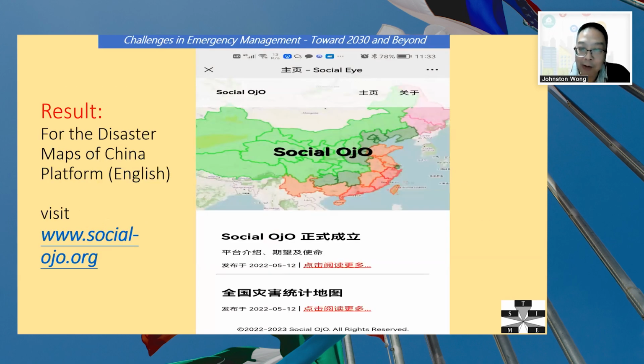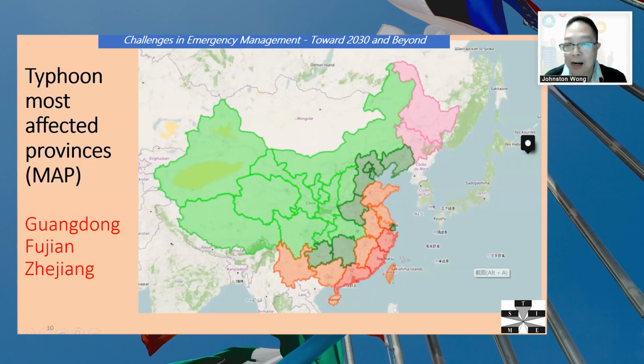Eventually, we created a website called socialojo.org, and you are welcome to visit it. The major information is in English, not in Chinese. Ojo, as I learned from my brother-in-law, is Spanish. It means eyes. So we hope this website can also open our eyes. All right, so we go to certain information.